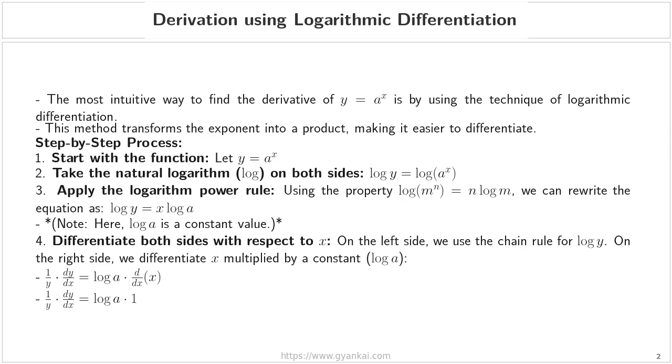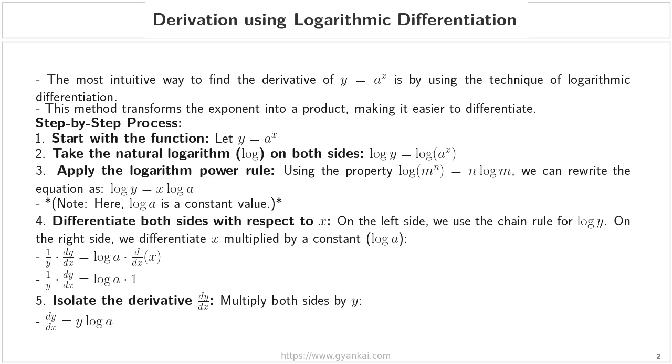Now, we differentiate both sides of the equation with respect to x. On the left side, because we are differentiating the log of a function, we must apply the chain rule, which results in 1 over y times the derivative of y with respect to x. On the right side, we are differentiating x multiplied by the constant natural log of a, which simply gives us the natural log of a times 1. To isolate the derivative, we multiply both sides of the equation by y.